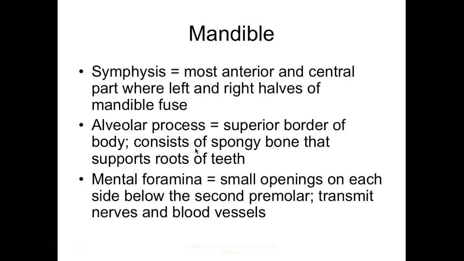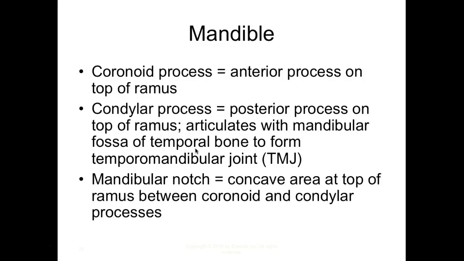The symphysis is the most anterior and central part where the left and right halves of the mandible come together. The alveolar process is the superior border of the body, and consists of spongy bone that supports the teeth. So there's the alveolar process on the maxilla and the alveolar process on the mandible. The mental foramen is the small opening on each side near the second premolar. It has nerves and blood vessels that come through there.